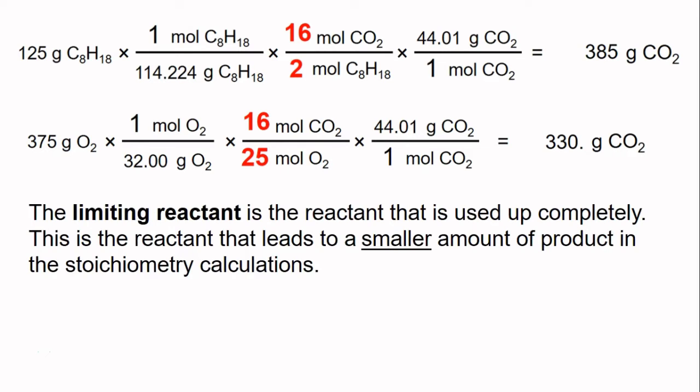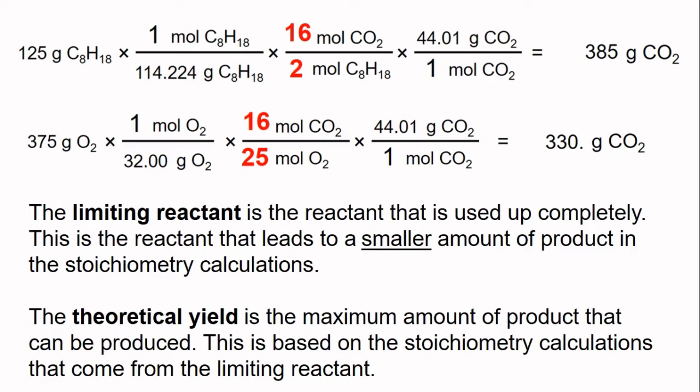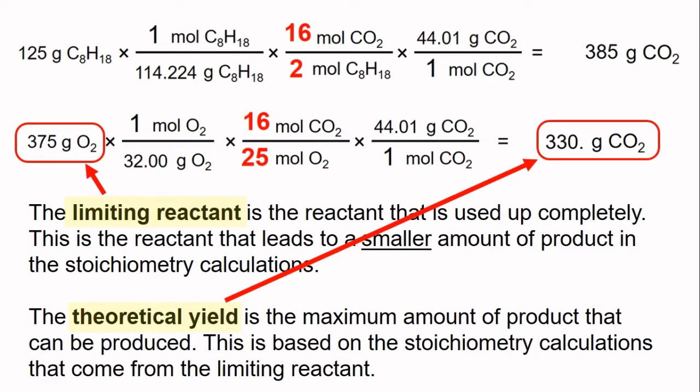You should know that the limiting reactant is the reactant that is used up completely. This is the reactant that leads to a smaller amount of product in the stoichiometry calculations. The theoretical yield is the maximum amount of product that can be produced, and this is based on the stoichiometry calculations that come from the limiting reactant. So we know that the limiting reactant in this particular question is oxygen, because it produces a smaller amount of product, and our theoretical yield of carbon dioxide is 330 grams.